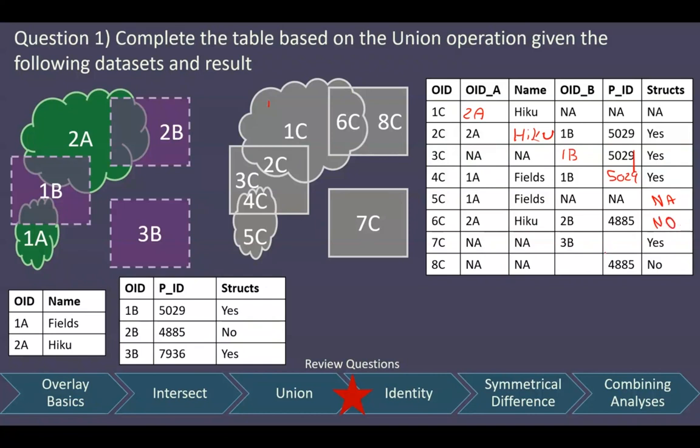For 7C, we're going to the B attribute table and we're grabbing the 3B PID. So that's 7936. And then finally 8C, we want to grab the OID. So 8C corresponds to 2B, completing the attribute table.